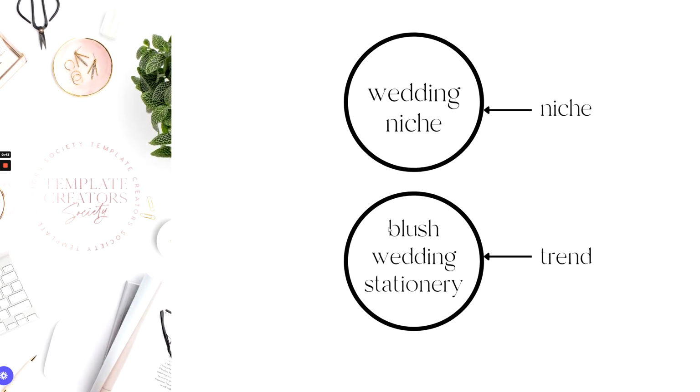So this is just a bit of a visual example. Obviously we talked about niches in the last lesson. Wedding niche would be the niche, and an example of a trend within this niche would be blush wedding stationery. So people looking for the term blush pink.